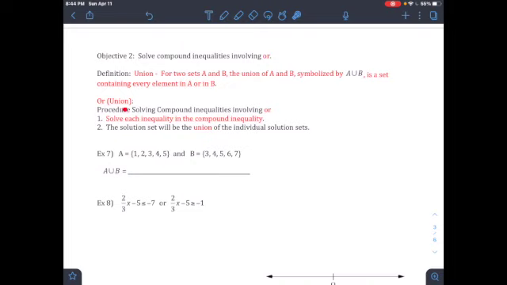So OR means union. Procedure to solve a compound inequality involving OR: 1. Solve each inequality in the compound inequality. 2. The solution set will be the union of the individual solution sets. That means every one of them shows up as part of the answer. Let's take example number 7 so you guys have a better idea.